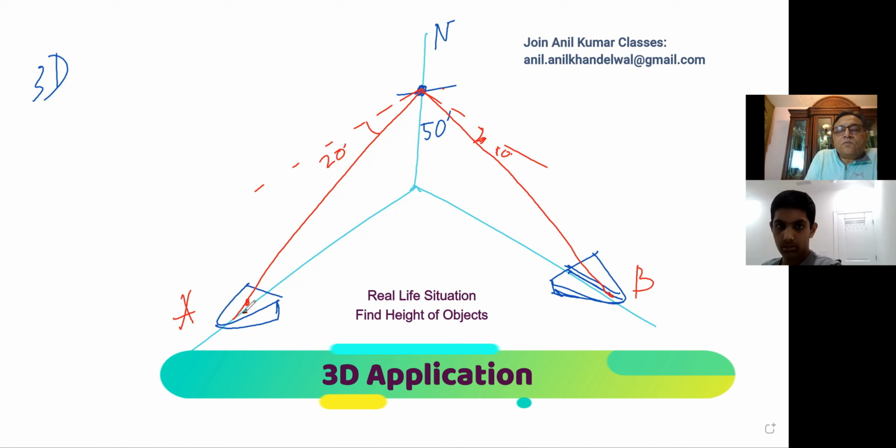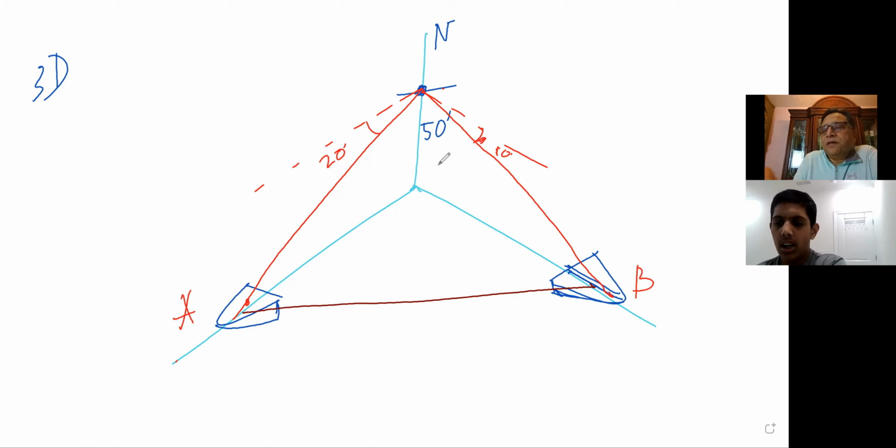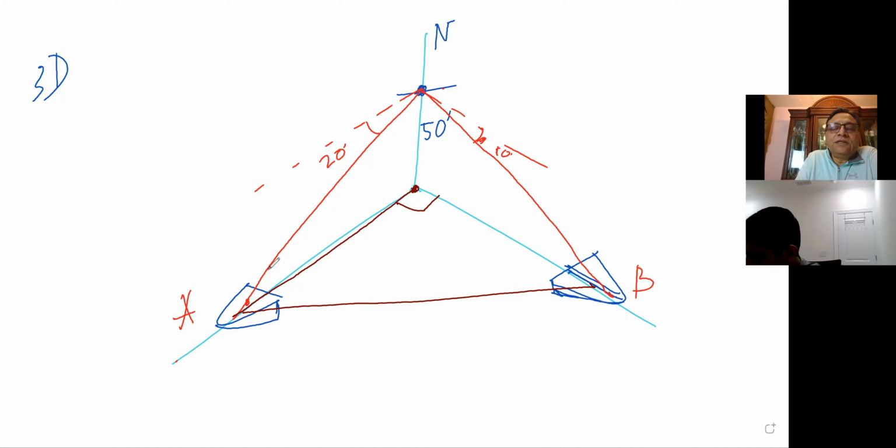We need to find what is the distance between the boats. Let us assume, to make it very simple, that from north, this direction here is towards the west and this is east. So let's say this is perpendicular. I could have given some other angle also, but I'm making it simple now. So once you know this angle, you can actually find the distance from the foot of the bridge using tan, because this is 20 degrees and this is 10 degrees. We know the height.